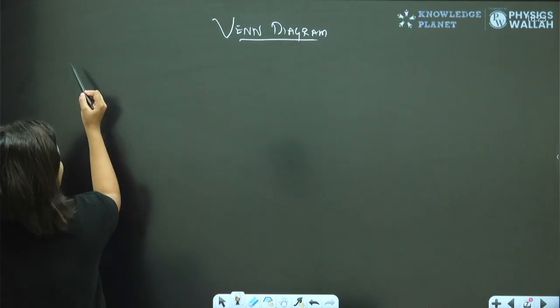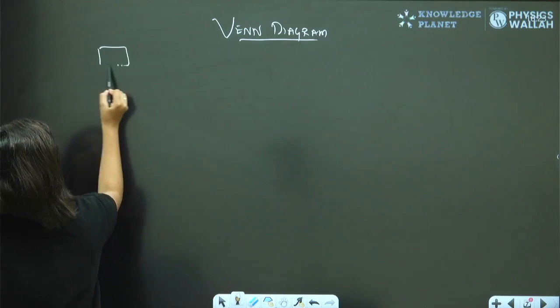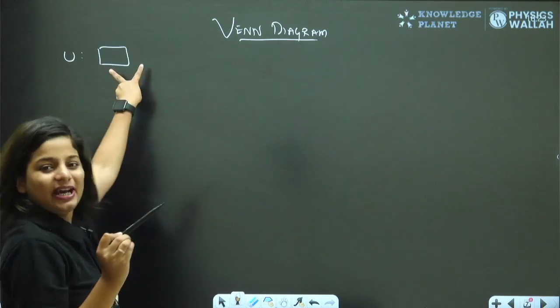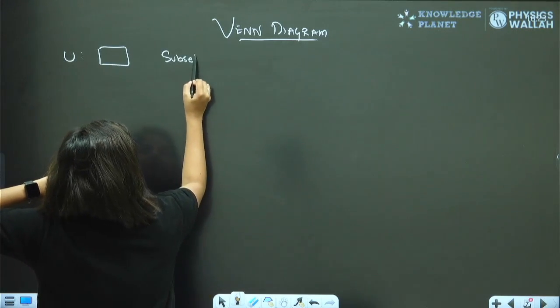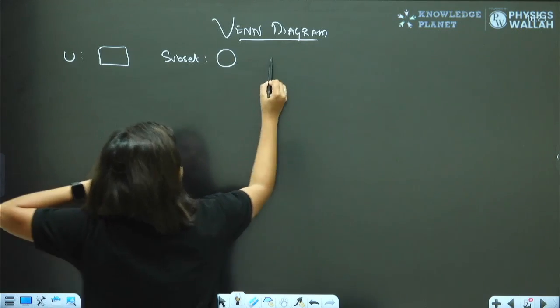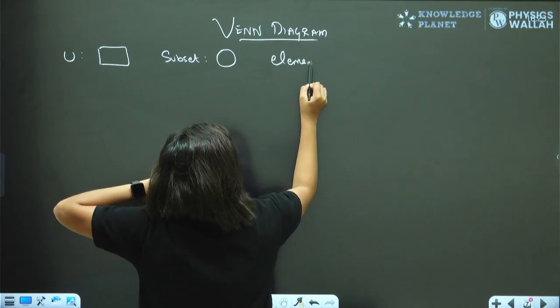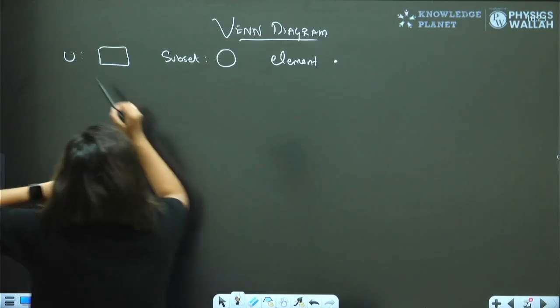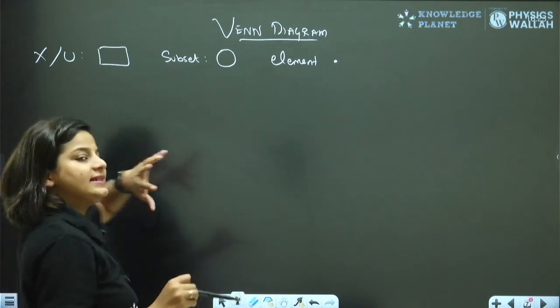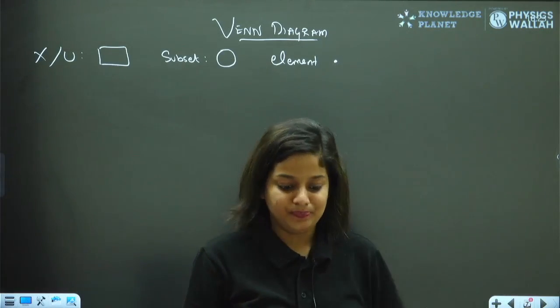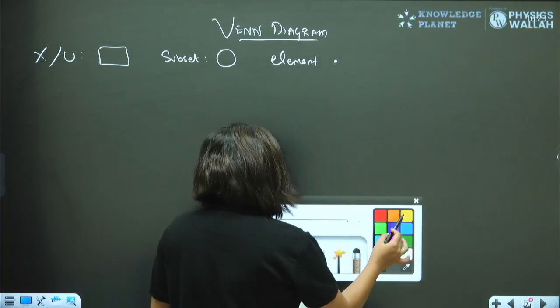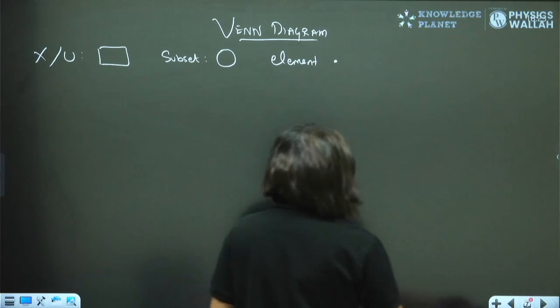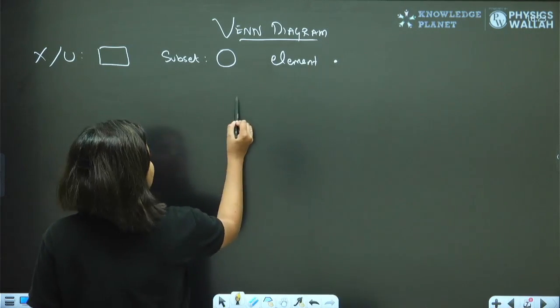So all we say in a Venn diagram is, for a universal set, a rectangle or a square is used. For a subset, a circle is used. And to denote any element, we use a point. The universal set can also be written as capital letter X, depending on the situation. After this, a very important part was started, which is operations on sets.